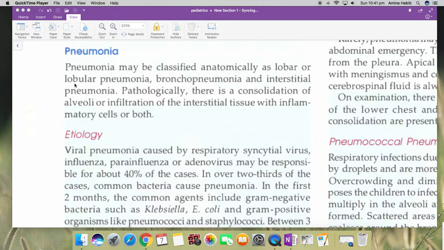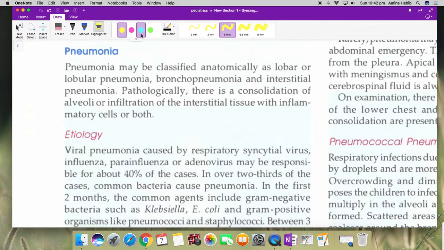In this new lecture, let's start with pneumonia. There can be first a classification for pneumonia. It can be anatomically and, number two, pathologically. So on the basis of anatomy, it can be number one lobar or lobular.